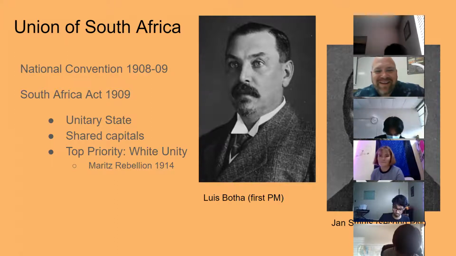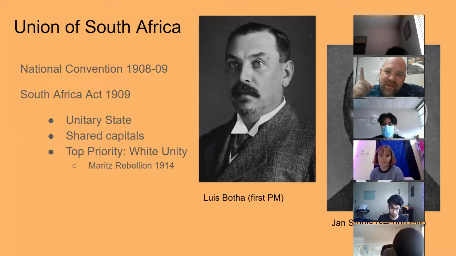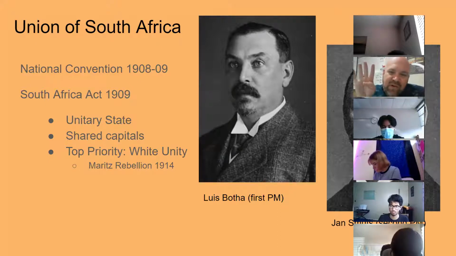All right. So the executive branch goes into Pretoria, which is in Transvaal. The legislative branch goes into Cape Town, which is in Cape. The judicial branch goes into Bloemfontein, which is in Orange. And then Natal doesn't get a capital, so the other 3 states just pay them money.